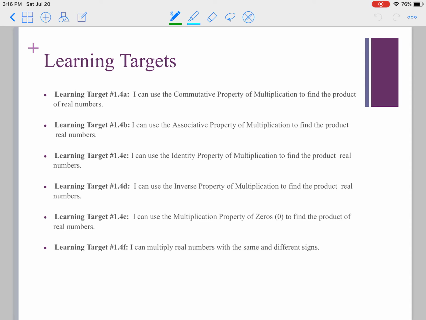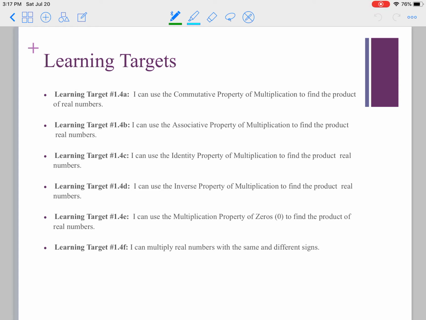We have learning target number 1.4a, which is I can use the commutative property of multiplication to find the product of real numbers. I can use the associative property of multiplication to find the product of real numbers. Learning target 1.4c, I can use the identity property of multiplication to find the product of real numbers.